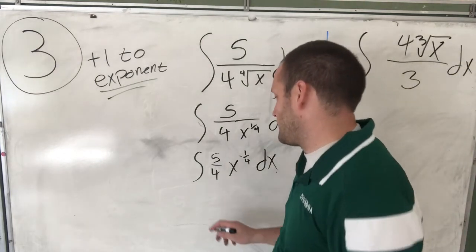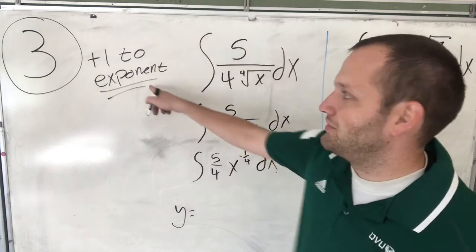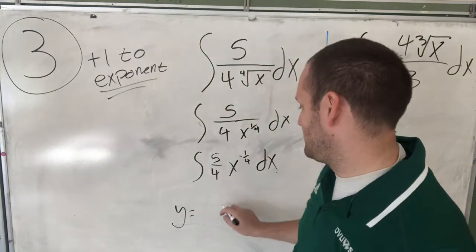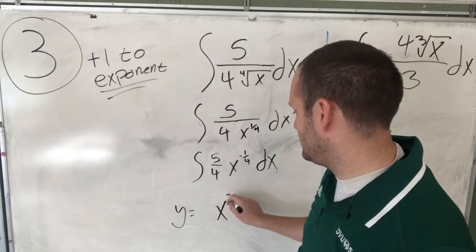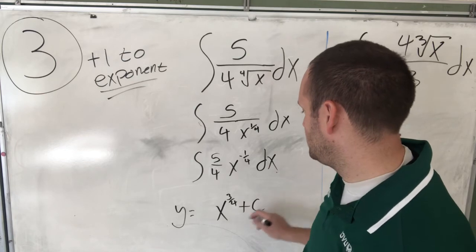I think now I'm ready to integrate. So I've got y equals, I need to add 1. Remember, that's always the first step. Add 1 to the exponent. And that's going to give me x to the 3/4 power plus c.